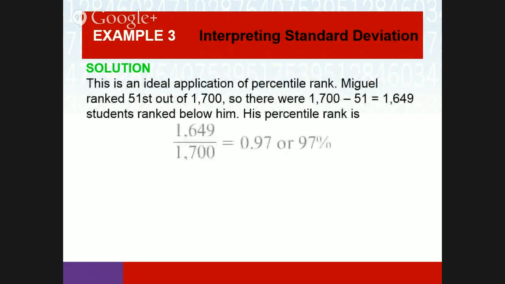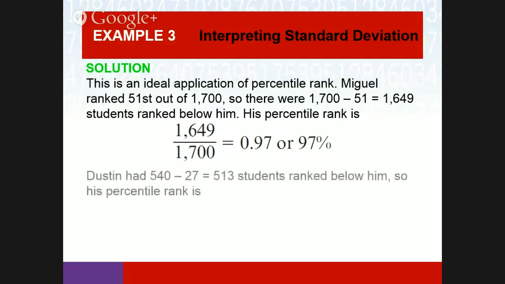To find Miguel's percentile ranking, we have to find how many people were below him. He was ranked 51st, so 51 people are above him, or rather him and 50 people are above him. So that means 1,649 people are below him. To find that ranking, we take the number of people below him divided by the number of people in the class. And that would give us 97%.